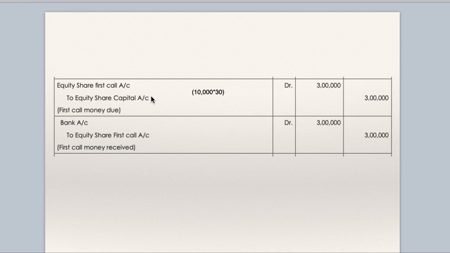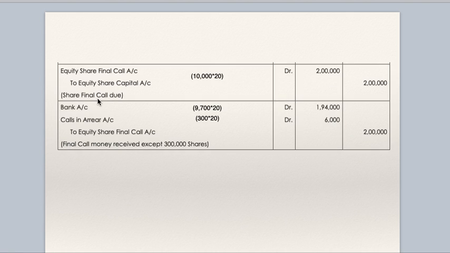Next entry is first call due. Equity share first call account debit 3 lakhs to equity share capital 3 lakhs, 10,000 into 30. Whatever was due has been received. So bank account debit to equity share first call 3 lakhs. Equity share first call 1 debit 1 credit, net effect is bank account debit to equity share capital 3 lakhs.